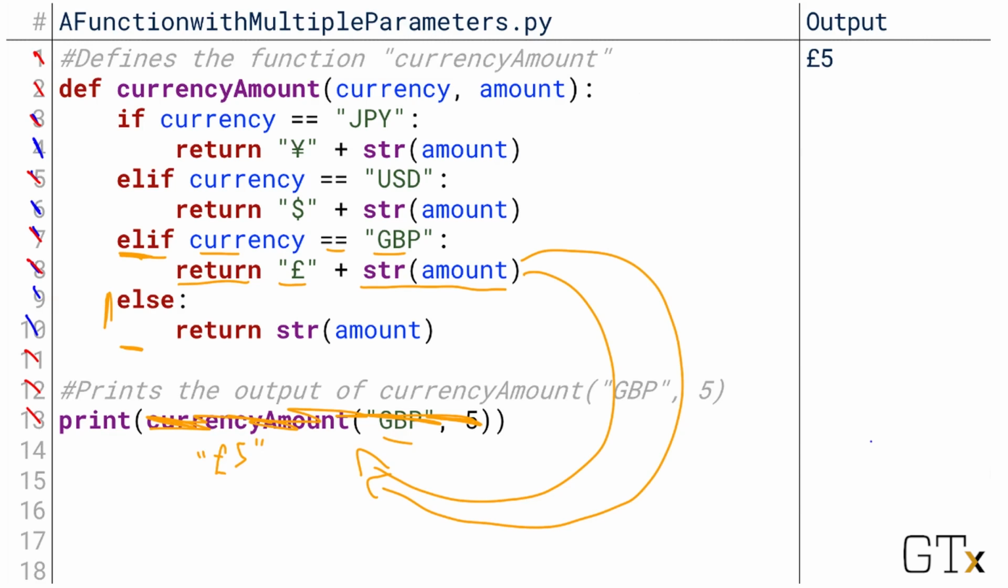So when we call currency amount, lines 9 and 10 are skipped for multiple reasons. They're skipped in part because that branch of this conditional will not run if that previous part did run, but it's also skipped because the function already returned.